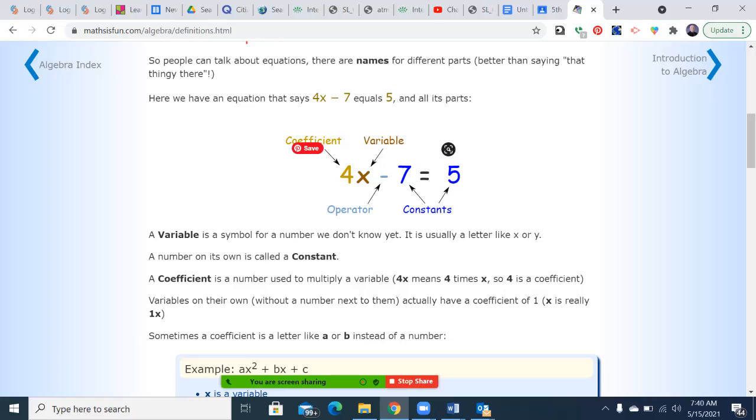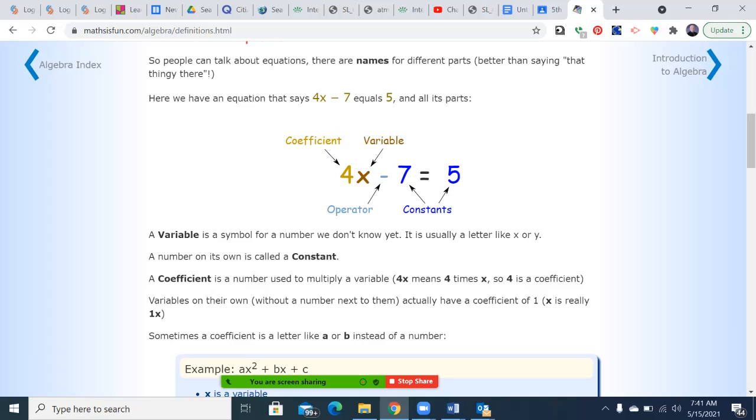A coefficient is a number used to multiply a variable. 4x means 4 times x. So 4 is a coefficient. So yeah, this isn't 4 times a negative 7, which you may have garnered from when you're doing elementary math. This x being a variable stands for a number. So we have 4 times x minus 7 equals 5. And we'll talk in a moment how to solve that one too, just for a little funsies.